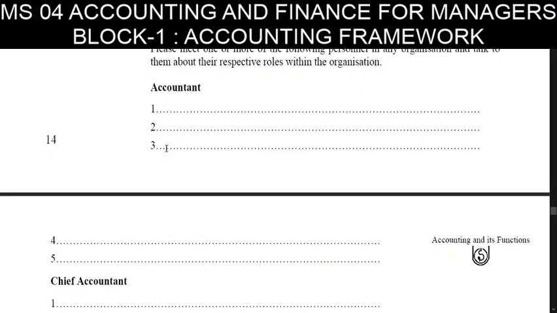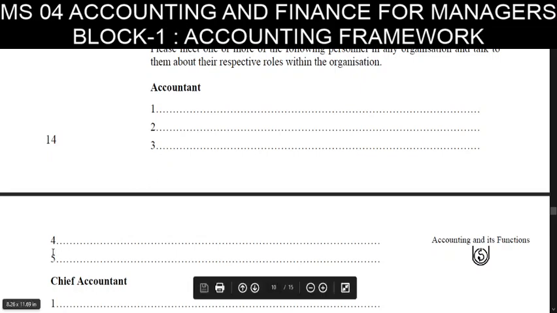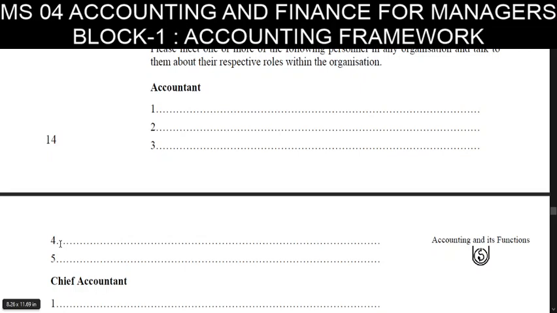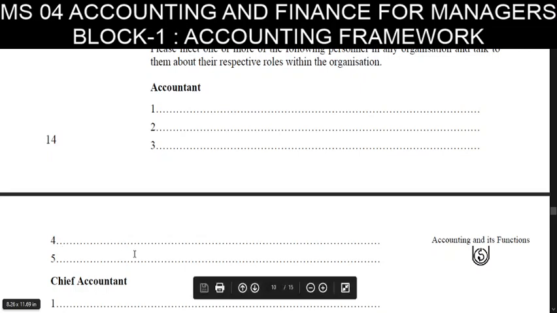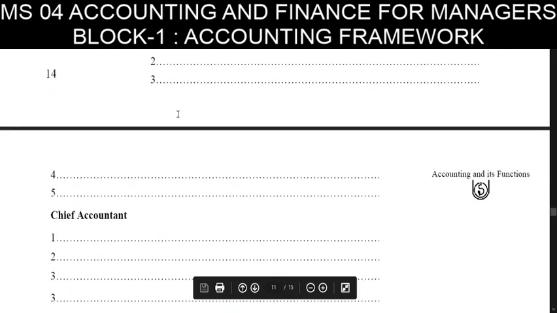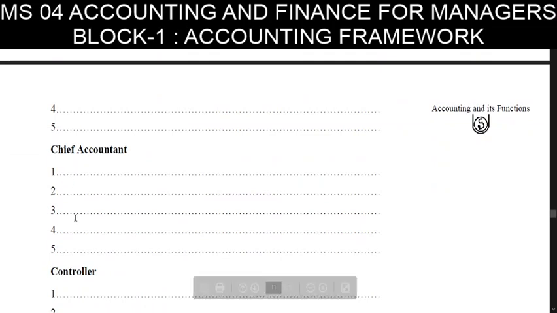He prepares financial statements. Next, he verifies and authenticates, cross checks the entries. He does the bookkeeping job and also the auditing job. These are the five activities an accountant does in a company.